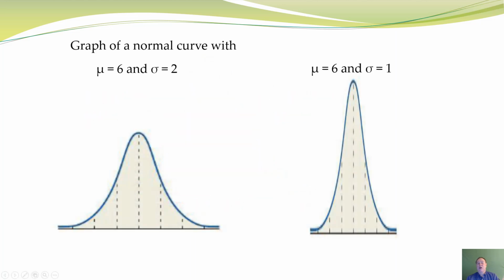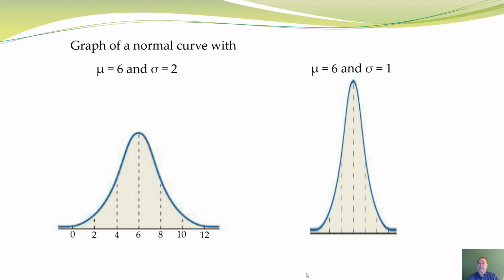Now, graph of normal curve with mu equals 6 and sigma equals 2. Well, we would draw the normal curve. 6 would be in the center. We'd come out 2 to the right, 2 to the left, 2 more to the right, 2 more to the left, 2 more to the right, 2 more to the left. This would be the normal curve for mu equals 6 with a standard deviation of 2.